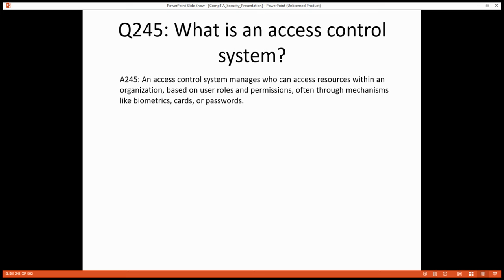Q245. What is an access control system? A 245. An access control system manages who can access resources within an organization based on user roles and permissions, often through mechanisms like biometrics, cards, or passwords.